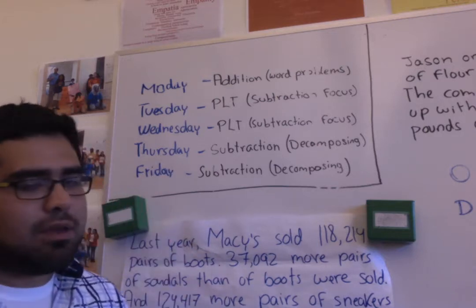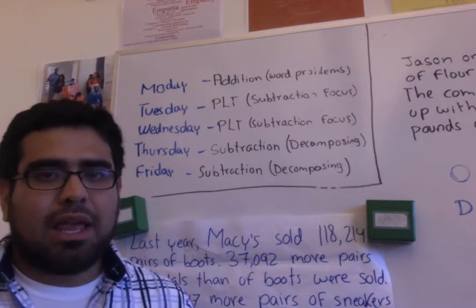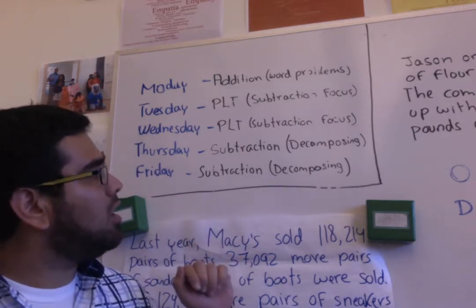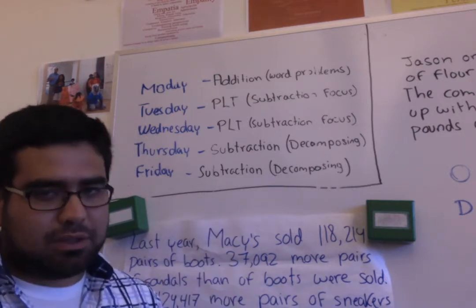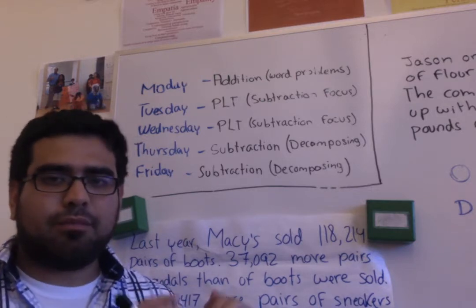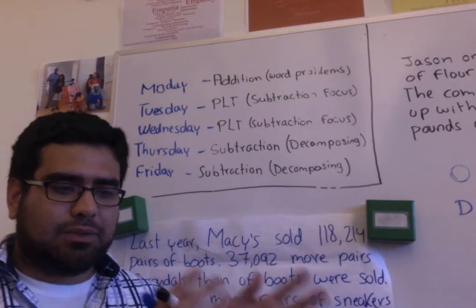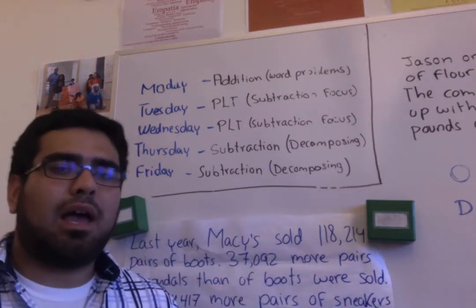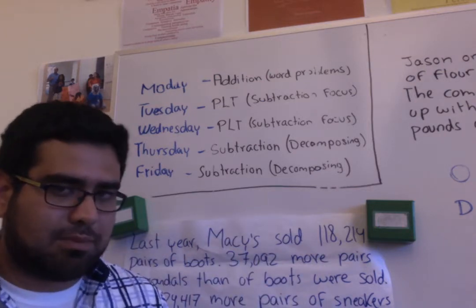On Thursday and Friday, we will go back to our usual structure in which we're going to focus on subtraction, on decomposing in particular, which is when you have to borrow from the place value to the left in order to subtract. We'll see it on an example in just a minute.